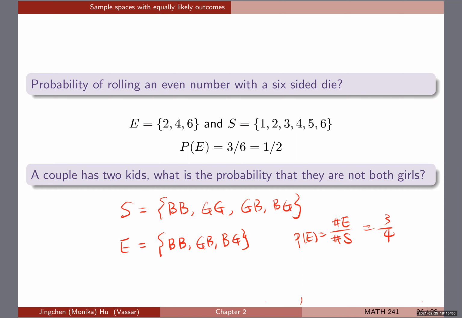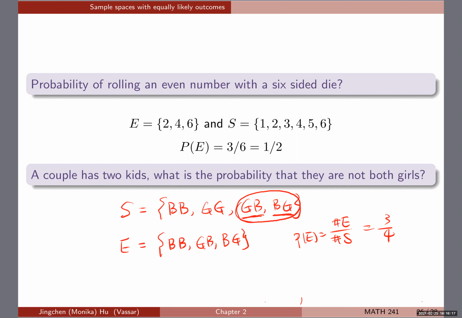But I would also mention that in this case, even though we didn't explicitly say that, it actually matters in terms of the order of the two kids, right? Because you can have first girl, second boy, or first boy, second girl. Then it actually affects how we list S and list E as well. Sometimes it's easy to make the mistake of thinking, okay, I only have BB, GG, and GB, right?